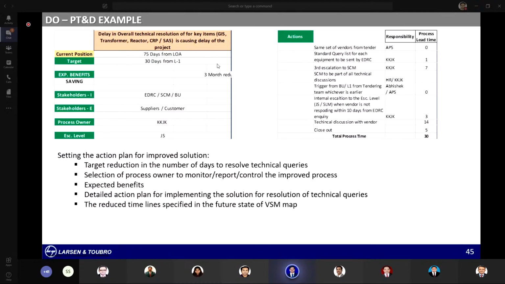So this is how we drilled down and found that this overall technical resolution is taking a lot of time. It is taking as high as 75 days from the date of LOA, and there is no chance for me to start the project in 3 months. So I can always put pressure on the site, asking why you have not started the work. But if I don't streamline this particular process of getting the overall technical resolution done very quickly after award, I am not in a position to start the site work.